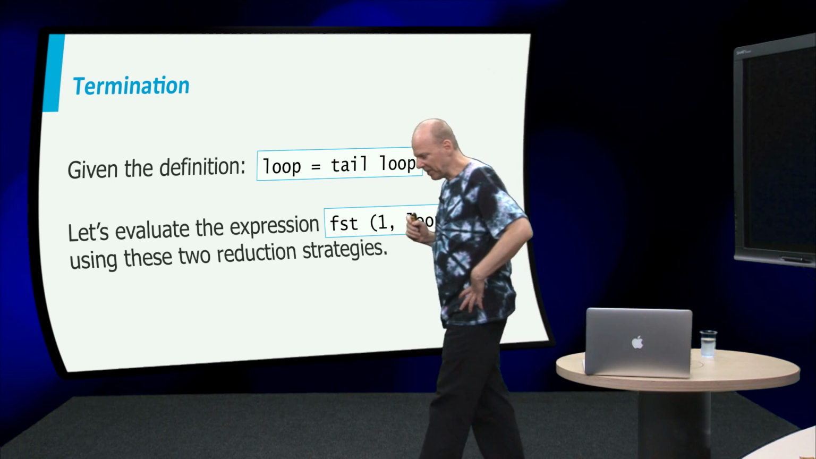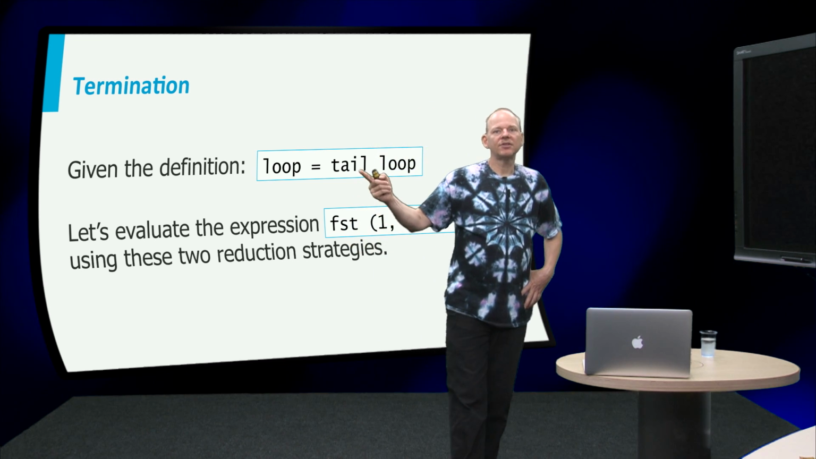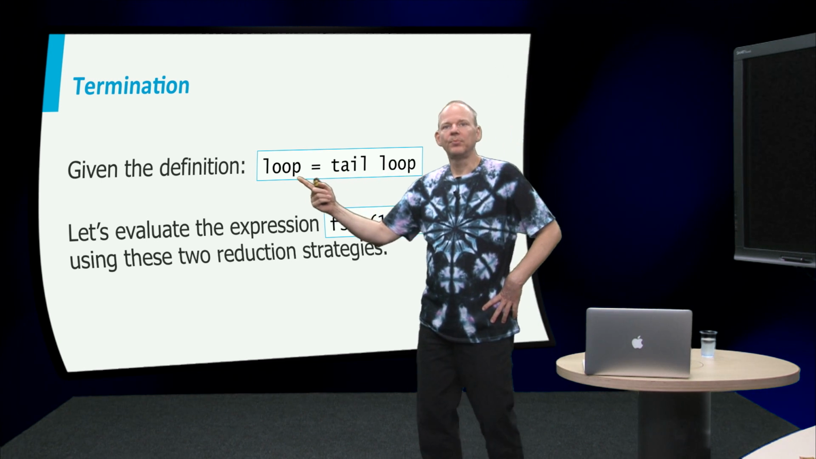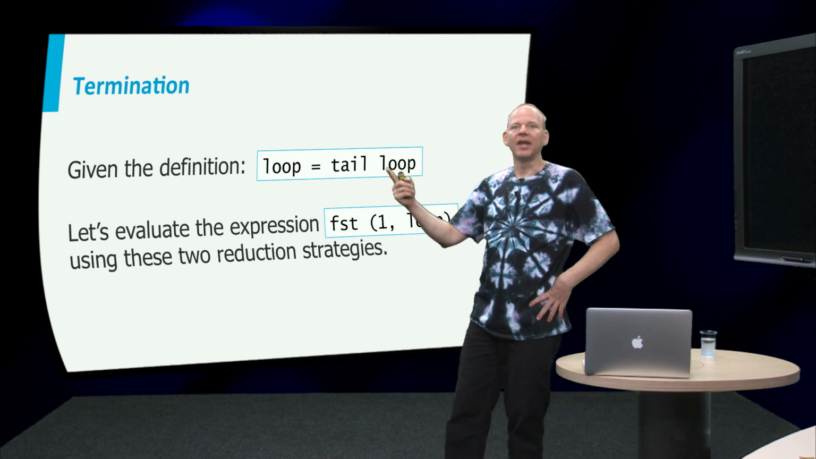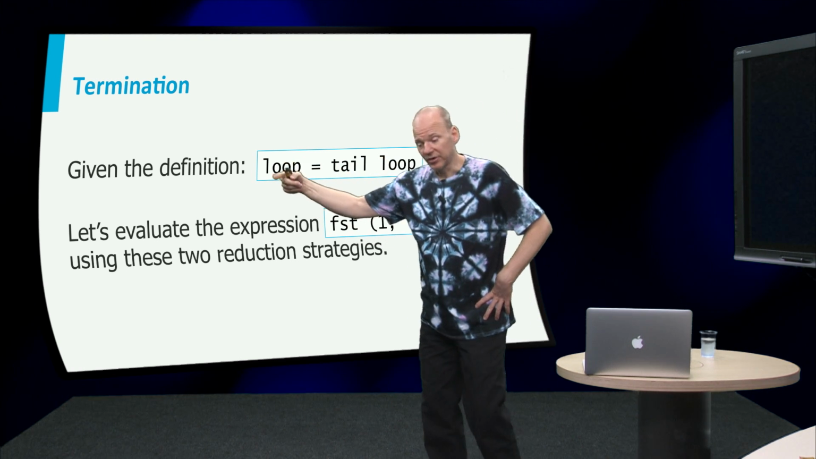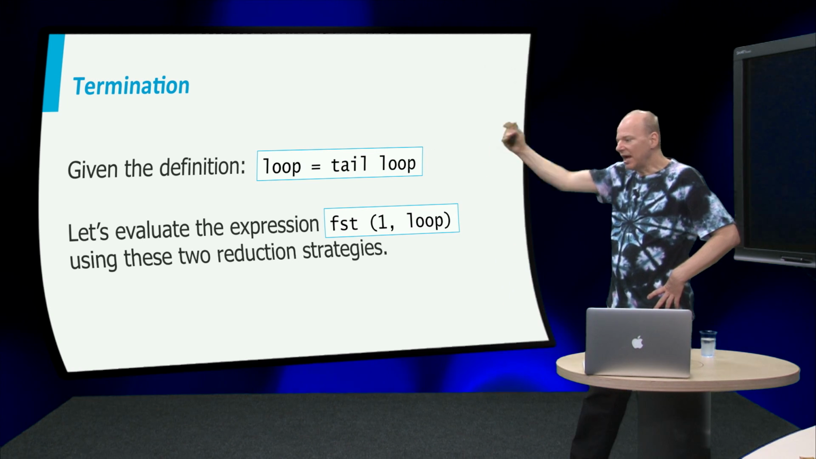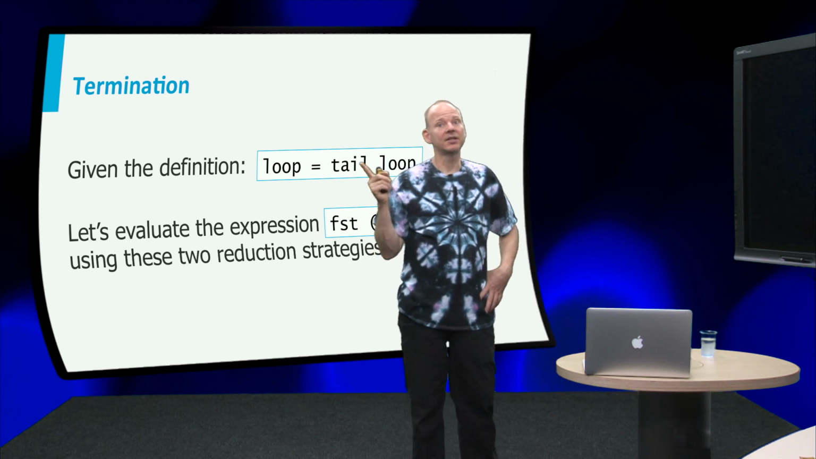Let's compare and contrast these two reduction strategies. Notice that when we reduce this, loop equals tail of loop. So let's substitute loop, and we get tail of tail of tail of tail. So this thing actually chases its tail, and it will never find an actual list that it can take a tail of. So it will loop.